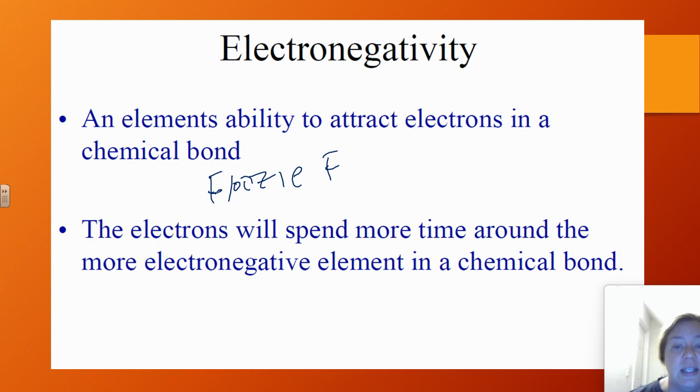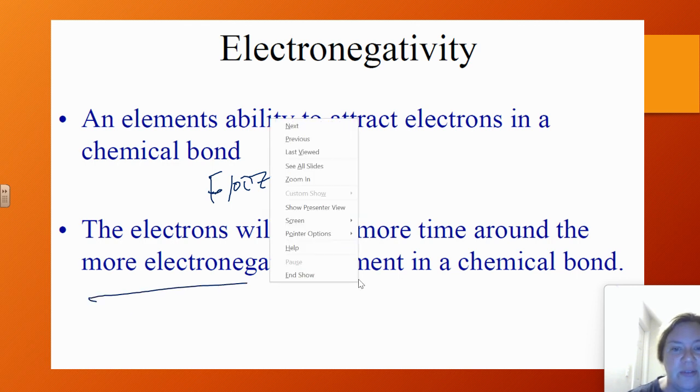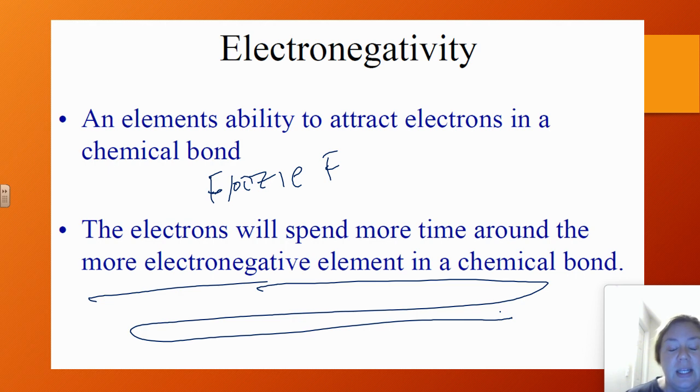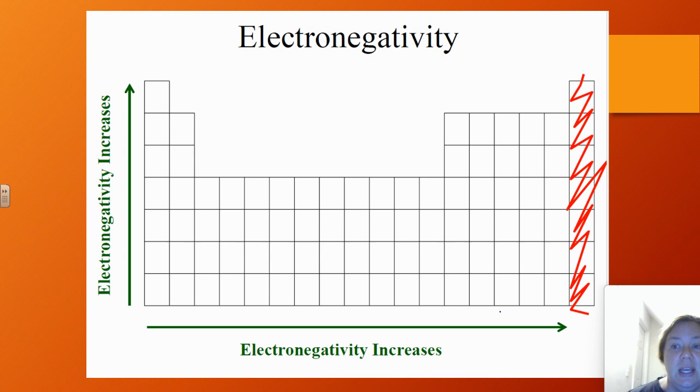So make note of this. This is going to come out big time in the next 2 units. The electrons will spend more time around the more electronegative element in a chemical bond. So if fluorine is bonded with something else, those electrons spend the most time around fluorine because of that electronegativity, because of that attraction. And finally, just remember, noble gases have a 0 electronegativity. We're going to find that electronegativity is more so a ranking from 0 to 4. And we're going to look at that more closely when we talk about bonding in Unit 2.